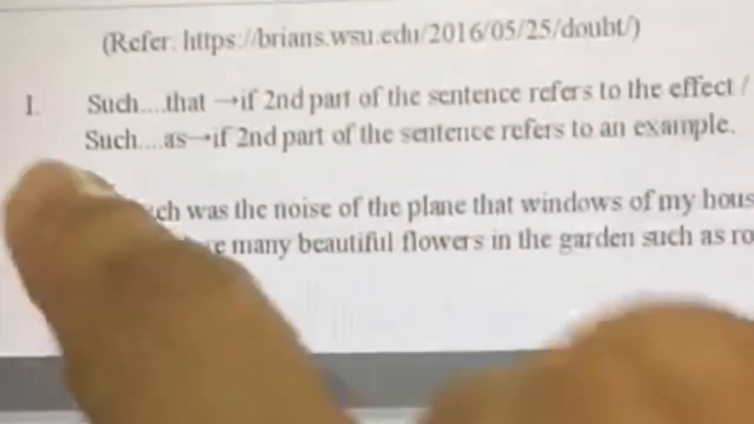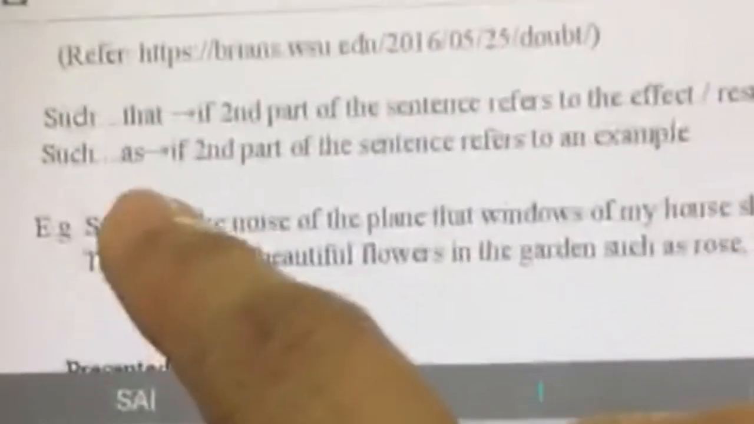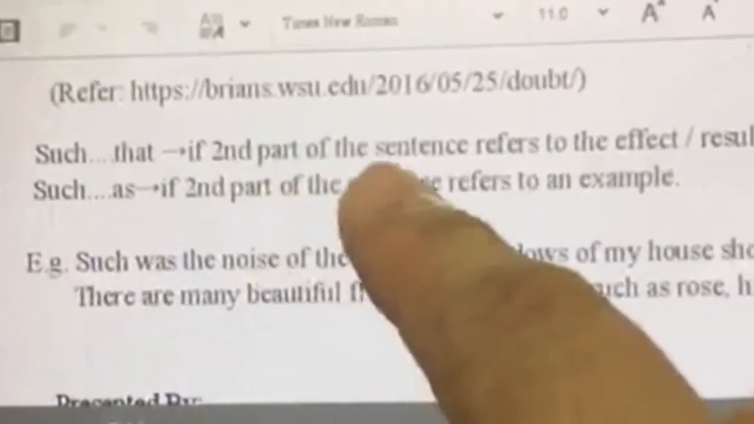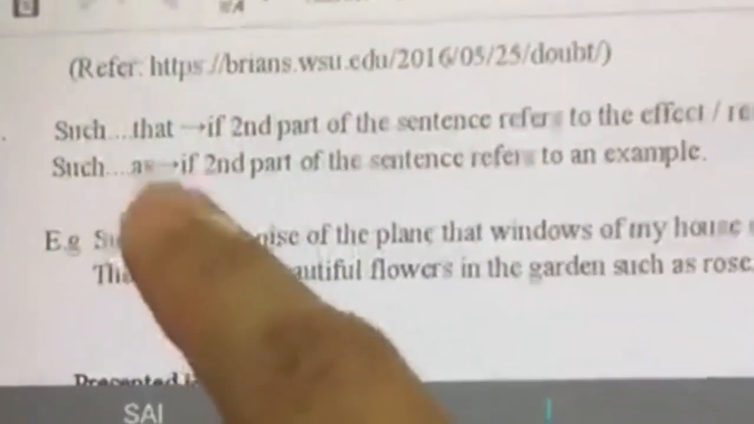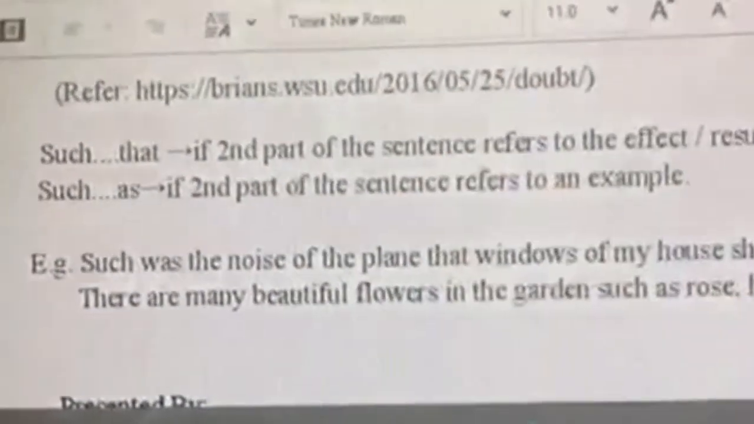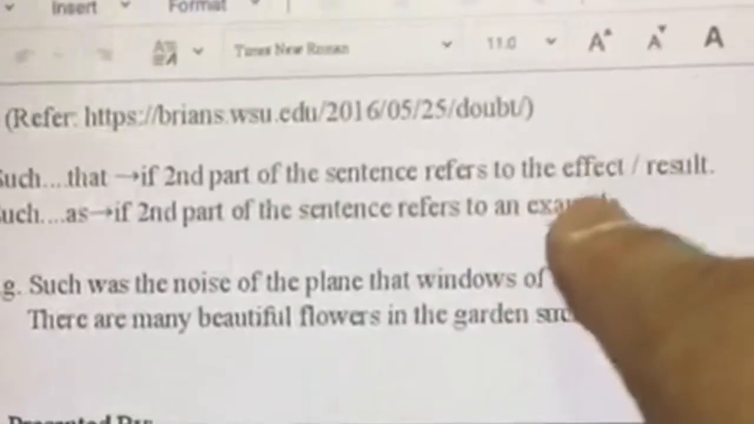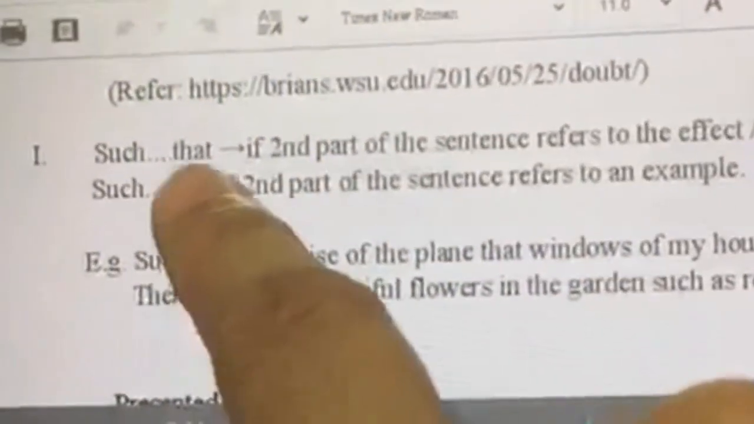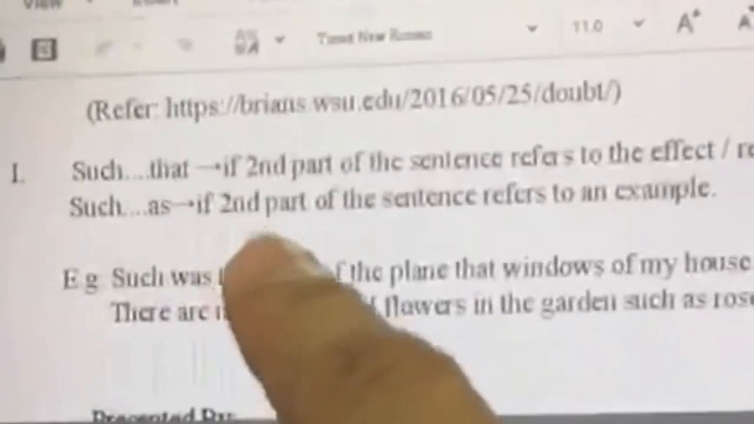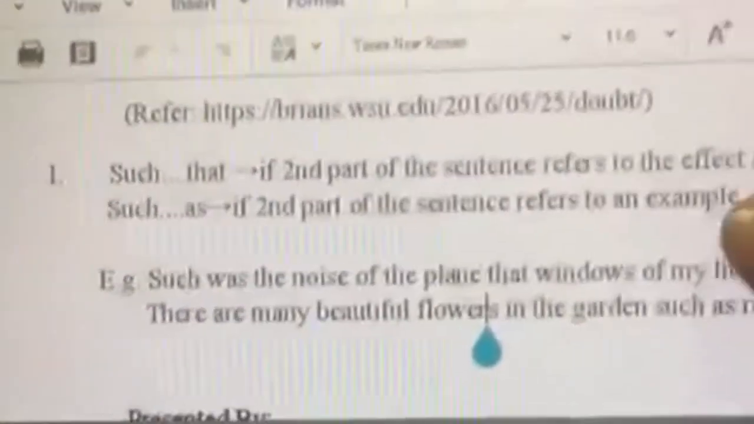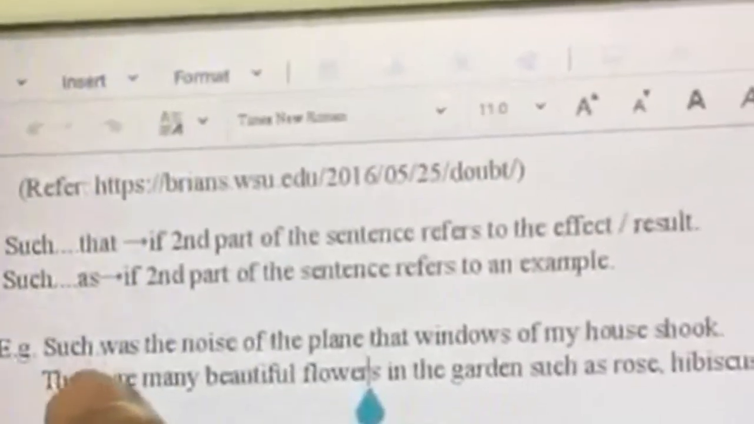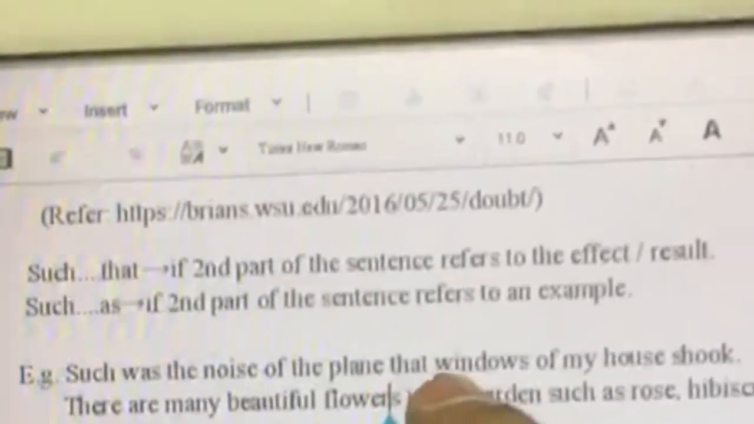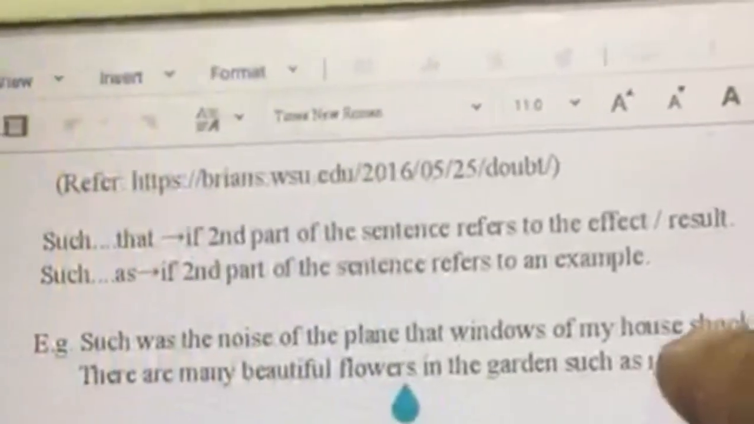Now next. Now if I use the conjunction such, and if I try to join two sentences using the conjunction such, and the second part of the sentence or the second sentence refers to the effect or the result, then I have to use that in that particular sentence. But if the second part of the sentence or the second sentence refers to an example, then I have to use as with such. For example, such was the noise of the plane that the windows of my house shook.